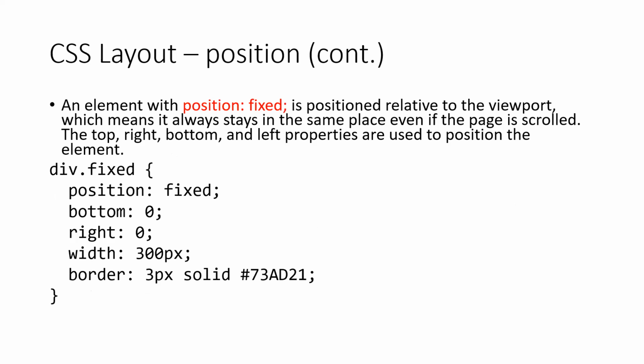So when you say position fixed, that means it stays in a fixed place. Sometimes, when we scroll the page from top to, let's say, bottom, the element will stay in the same place, right? So with position fixed, we define the bottom and right values. Remember the four values: top, right, bottom, and left. In this particular case, we specify bottom 0 and right 0, and then a border. So depending on the element's place, it will be fixed.